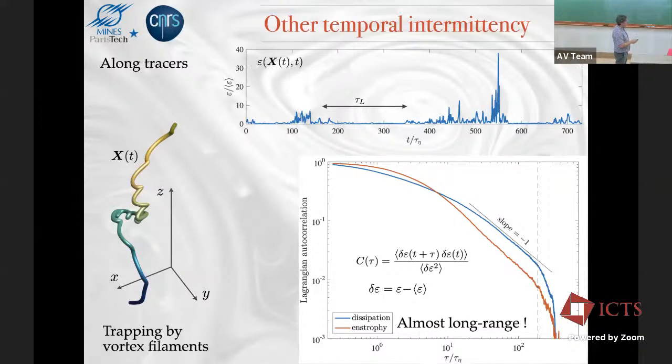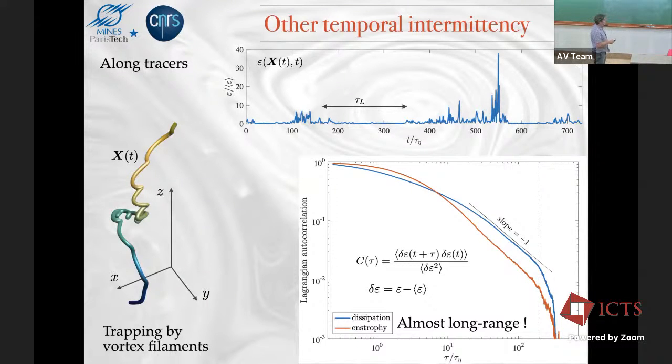Which means that you see that correlation can be very, very long. You can stay for times which are of the order of the large eddy turnover time in a calm region, and then you jump into an excited region where you have very strong fluctuations. So one cannot say that this is not intermittent. I guess this curve is an example of an intermittent curve.